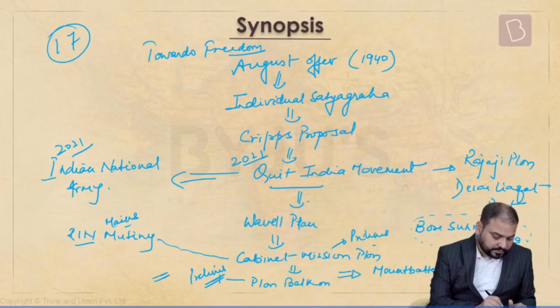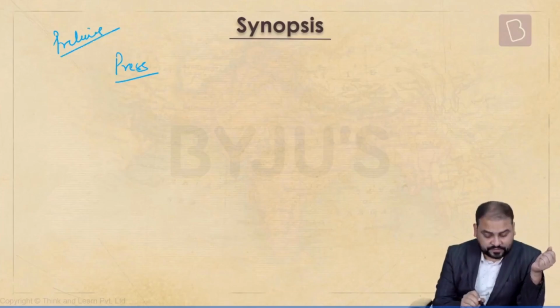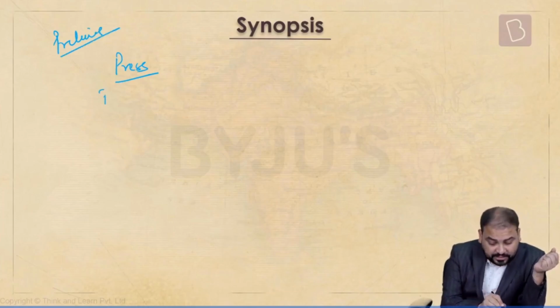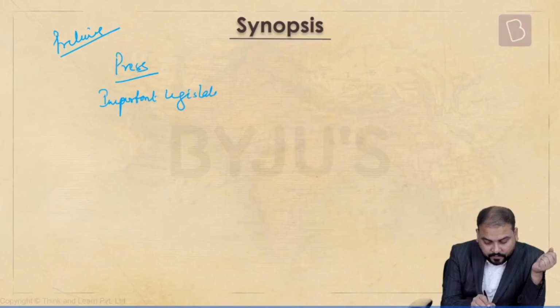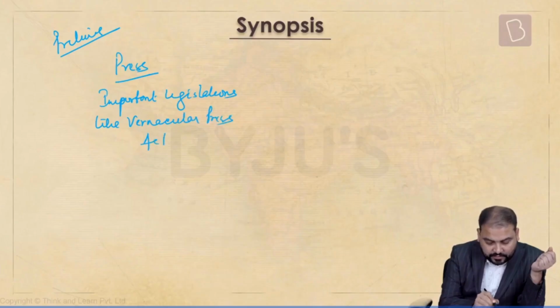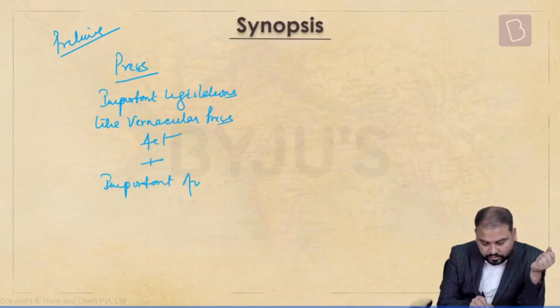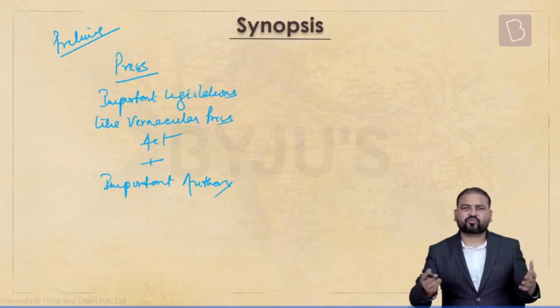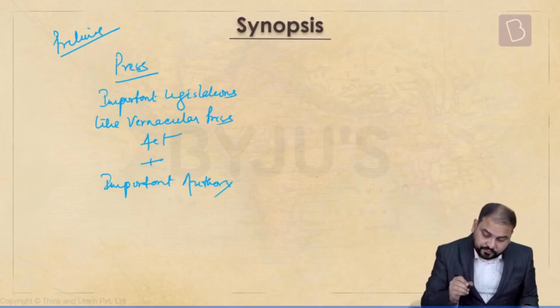See, beyond this, there will be some small topics. For example, the press, mostly for prelims. In this chapter, we'll look at important legislations like the Vernacular Press Act, and important authors and those who started new newspapers.